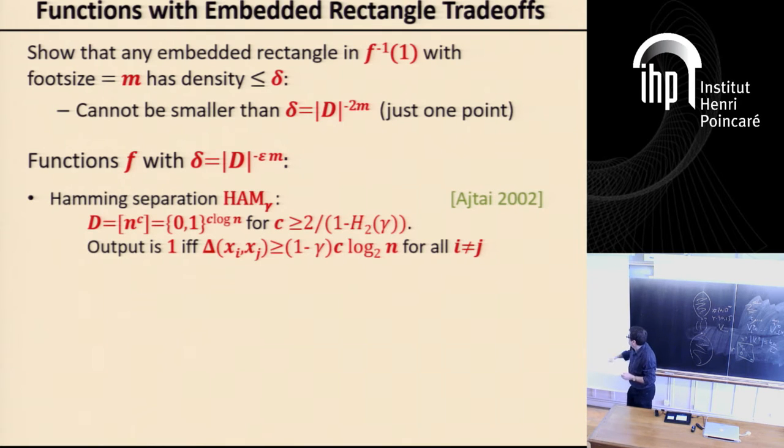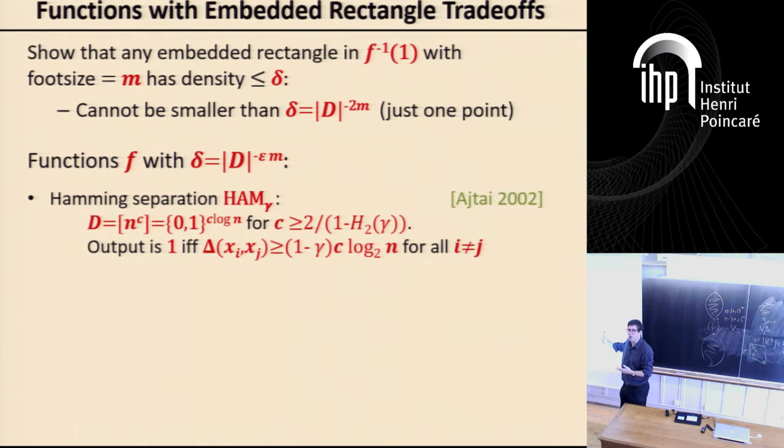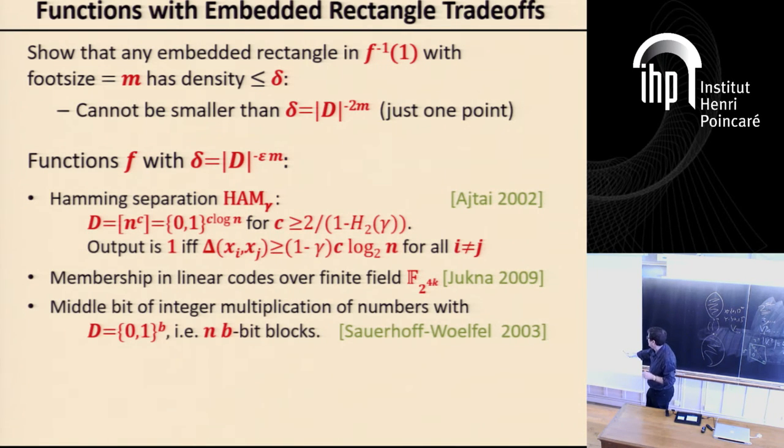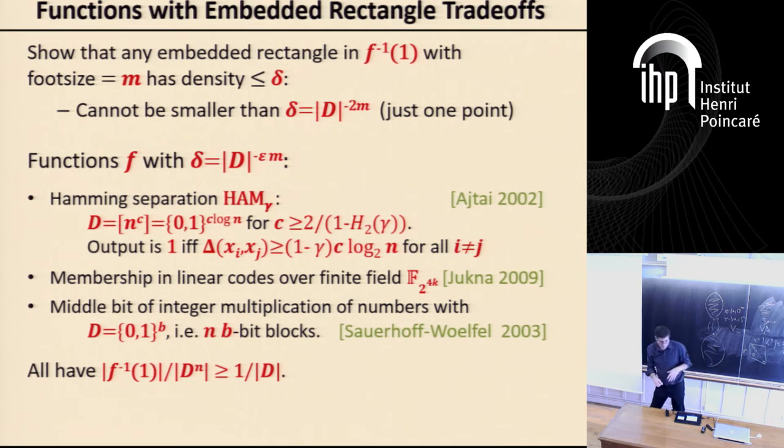I see the inputs have disappeared. But if you have some pair, so they're functions on n to the c bits, just like our element distinctness function, you want to know, are all of them very far apart in Hamming distance? Typically, they'll be about half the Hamming distance. This says they're at least 1 minus gamma of the Hamming distance. So Itai showed that has this type of property. Yukna showed membership in linear codes of sufficiently large field size also have this property. And Sauerhoff and Wolfel showed that if you do integer multiplication of numbers where the domain is b-bit, so you've got n b-bit blocks, it also has this property. So each of these functions has fairly large ones.